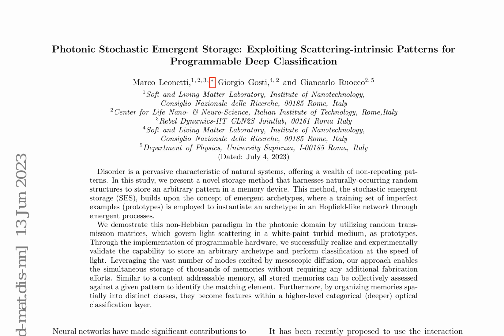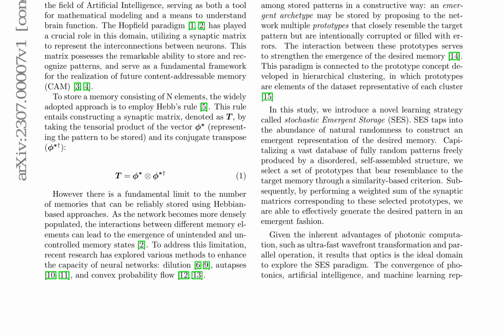The research paper introduces a novel storage method called stochastic emergent storage, SES, which leverages natural randomness to construct an emergent representation of the desired memory. This approach is based on the concept of emergent archetypes, where a training set of imperfect examples, prototypes, is used to instantiate an archetype in a Hopfield-like network through emergent processes.